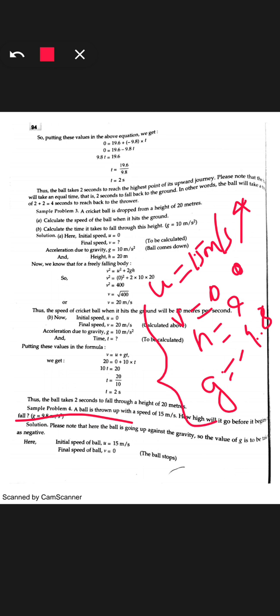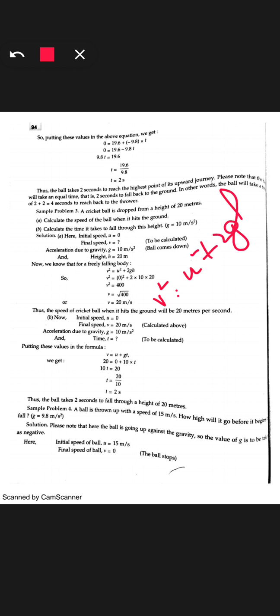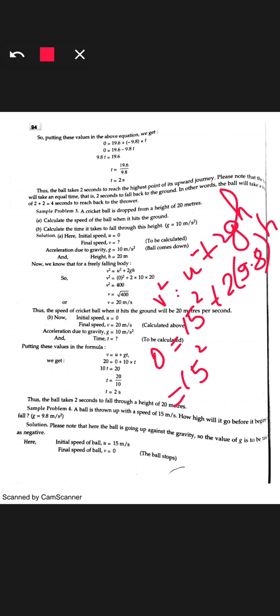So using these 3-4 quantities, which equation can be used? That is the third equation, v square equals u square plus 2gh. We will use this because we have to find the value of h, right? So v square equals u square plus 2gh. For v it is 0, for u it is 15 square plus 2gh, that is 2 into 9.8 into h. Since 9.8 is minus, we can say 15 square minus 9.8 into 2, which is 19.6h.